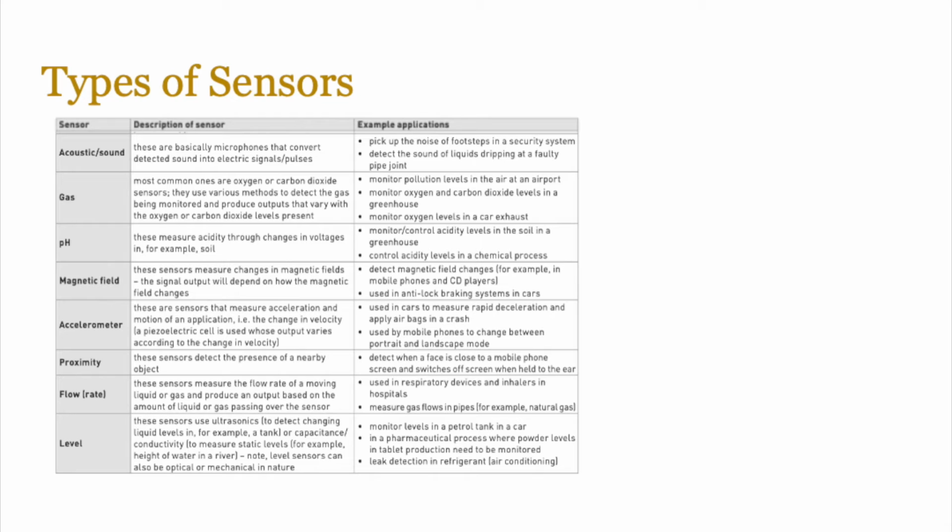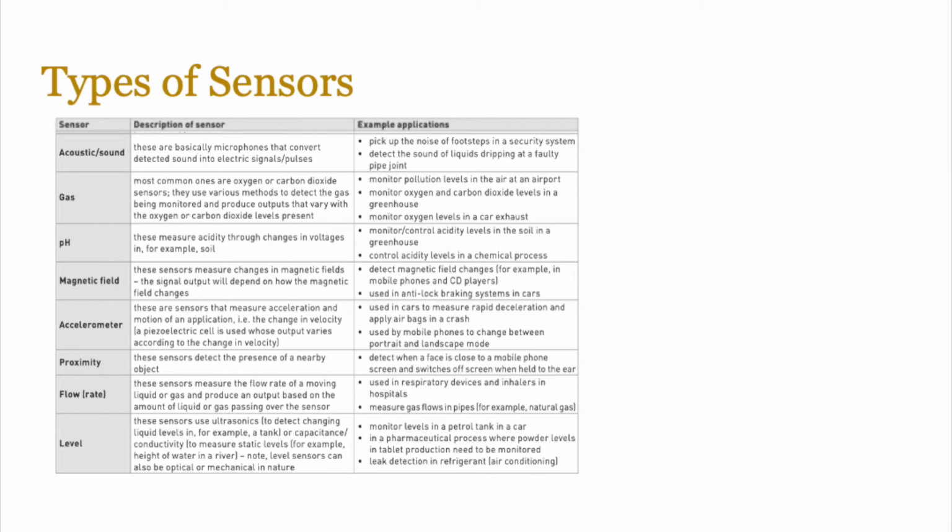Accelerometers are sensors that measure the acceleration and motion of an application. They normally use piezoelectric cells, and their output varies when the velocity changes. And they're normally used in mobile phones, in cars, all sorts of things. When you tilt your phone and it goes from portrait to landscape, that's basically an accelerometer in action.